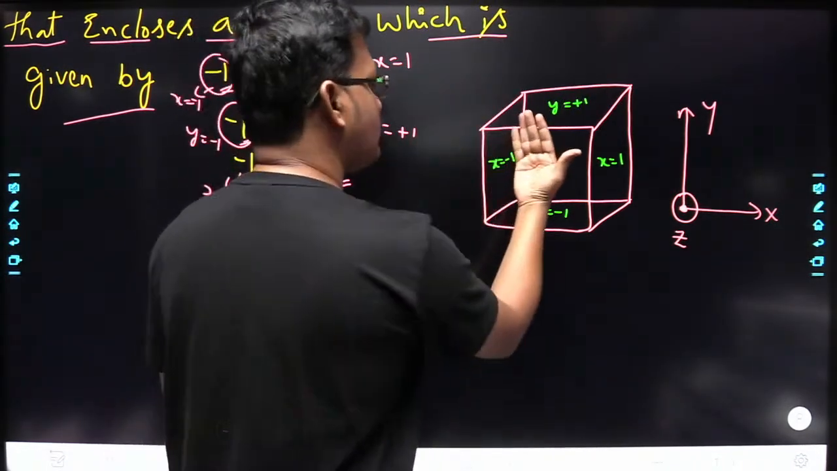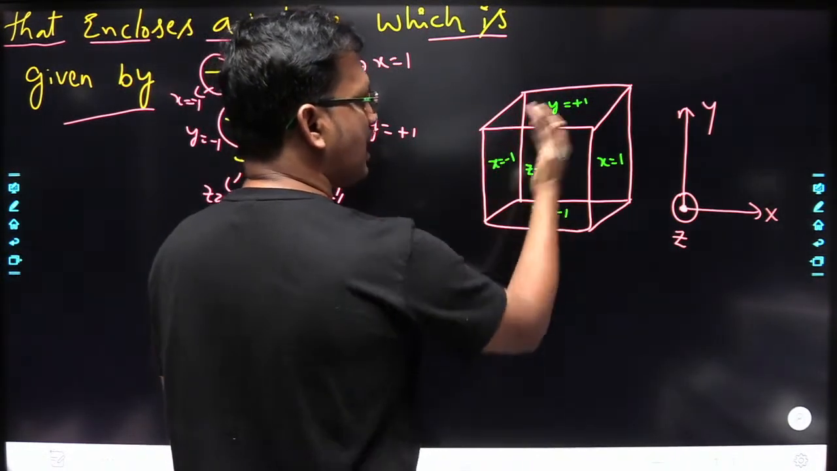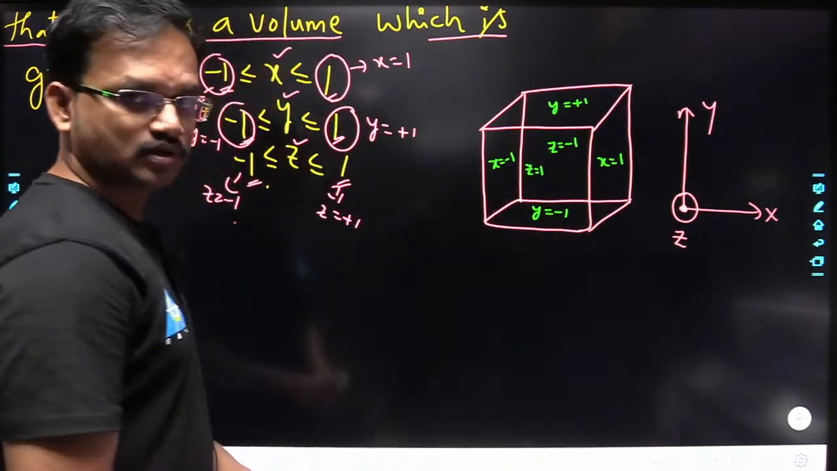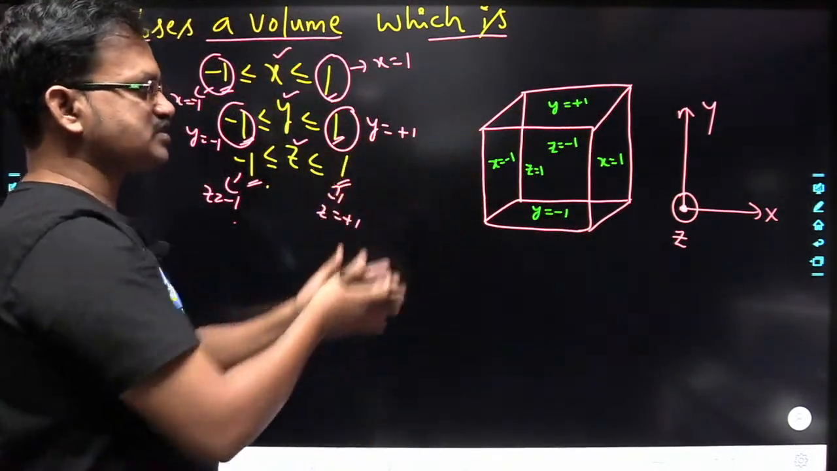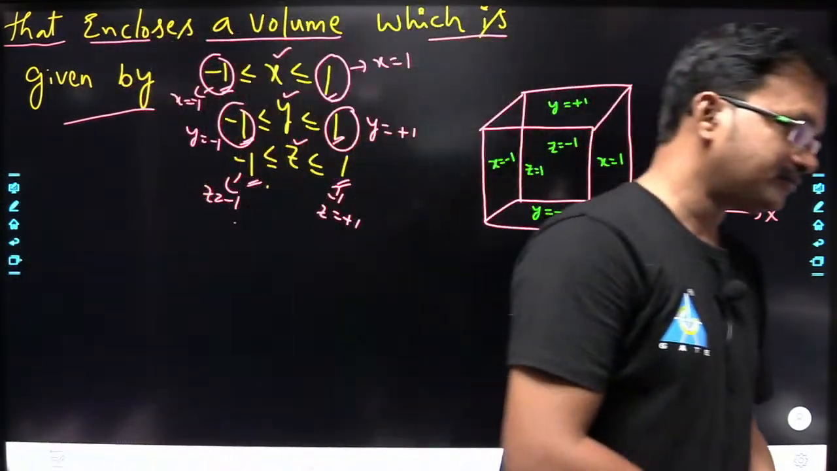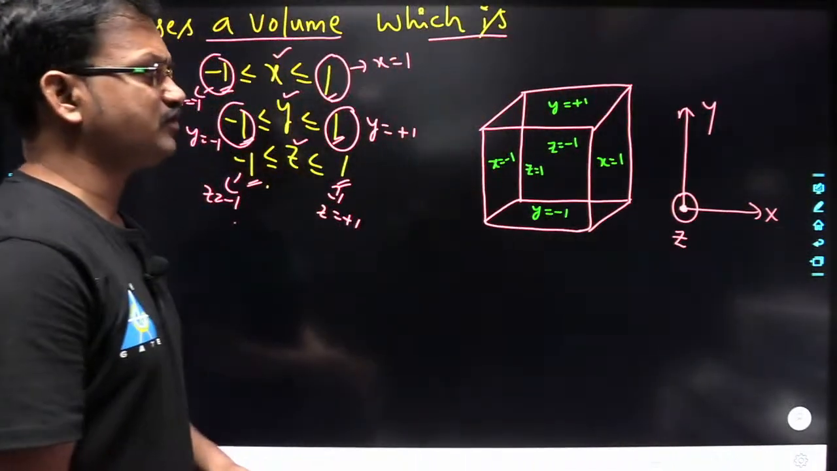Similarly, you are going to have the front surface, which is z equal to 1, and on the back side another surface, which is z equal to -1. So these are the 6 surfaces of the cube. Yes, 6 surfaces of the cube.